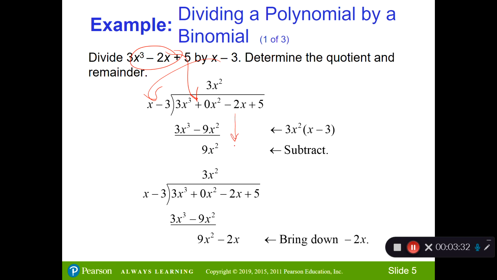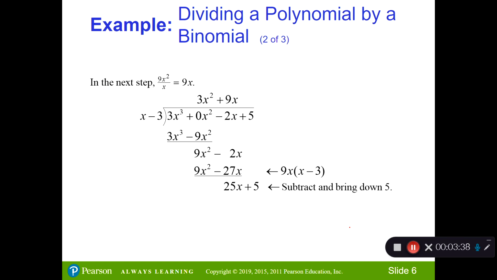So bring down the negative 2x, and then ask myself again, what do I need to multiply x by to make it look like this positive 9x squared? And the answer is 9x. So 9x times x is 9x squared, 9x times negative 3 is negative 27x. So 9x squared minus 9x squared is 0. Negative 2x minus negative 27x would be a positive 25x. Bring down the 5. Okay, now we ask the question again.